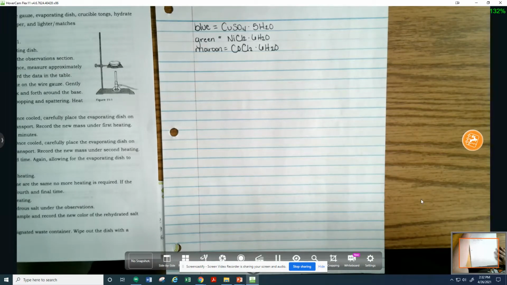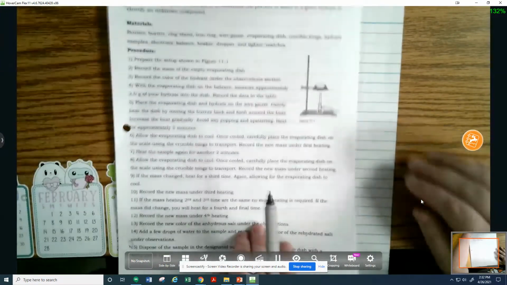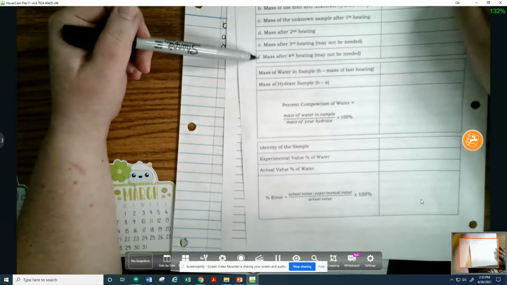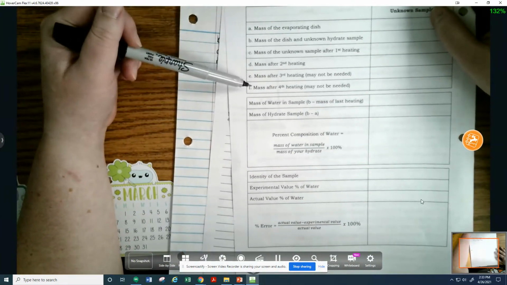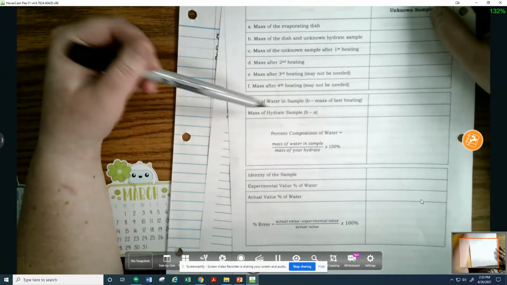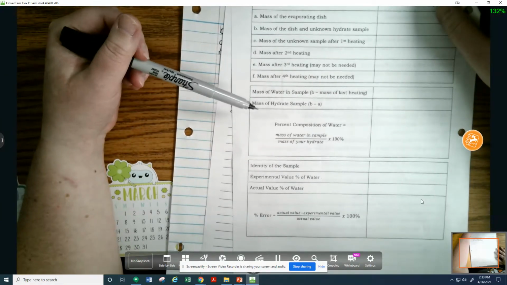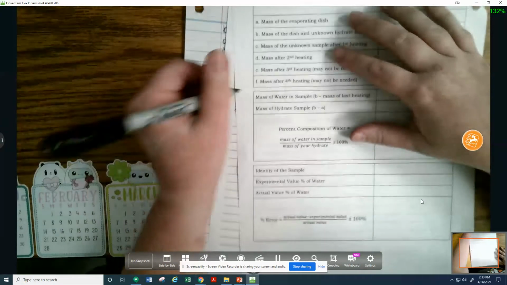Hi guys, this is a walkthrough video for doing the calculations for the lab with percent composition and looking at your hydrates. So a couple of things. When you look at the data table, this top part A through F was completed while you were back in the lab. This middle part is a calculation based on your sample. This would be the experimental value here.